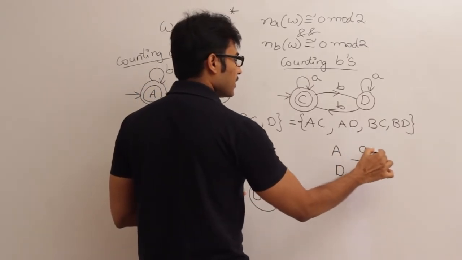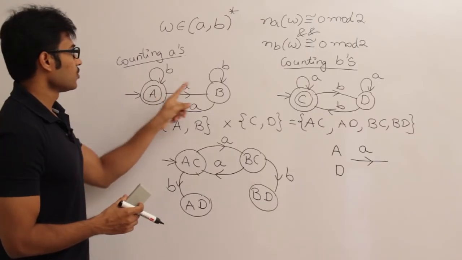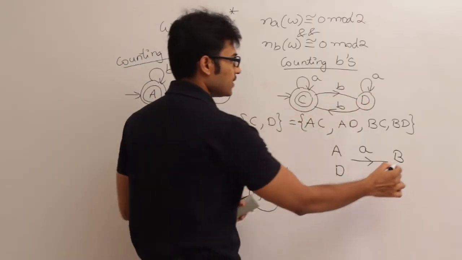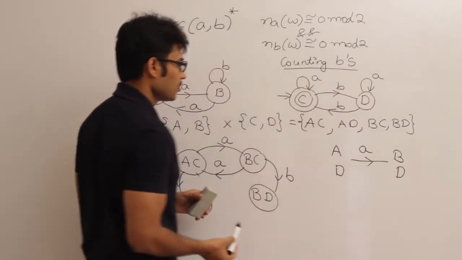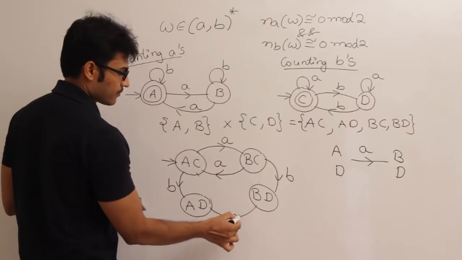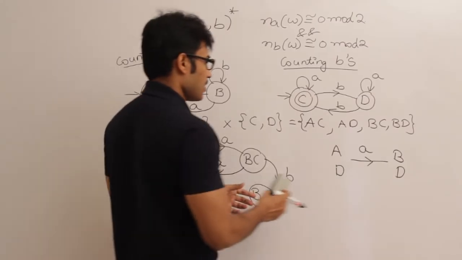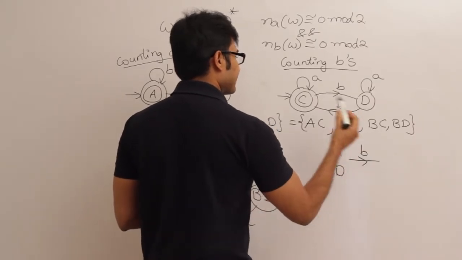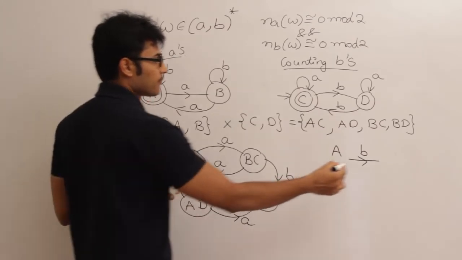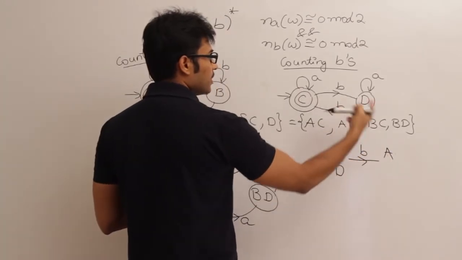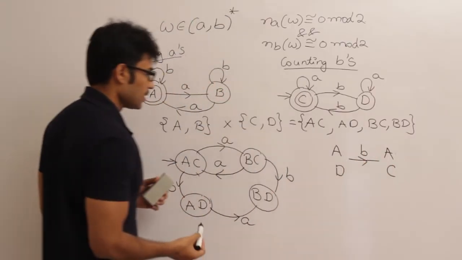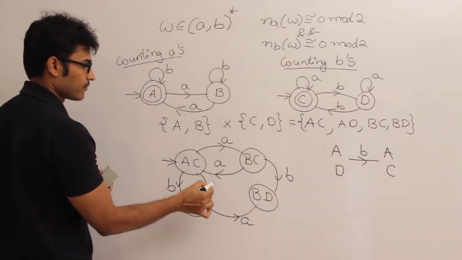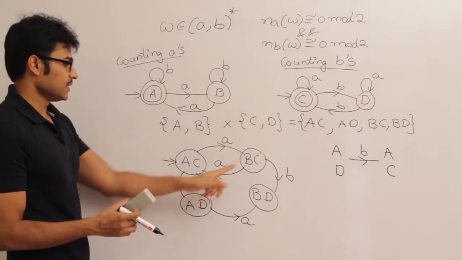AD on small a is going to B, and D on small a is going to D itself. Therefore, AD on A is going to BD. Right? And now AD on B. A on B is going to A, and D on B is going to C. So AD on B is going to AC. Fine. So AC, BC, AD are done.